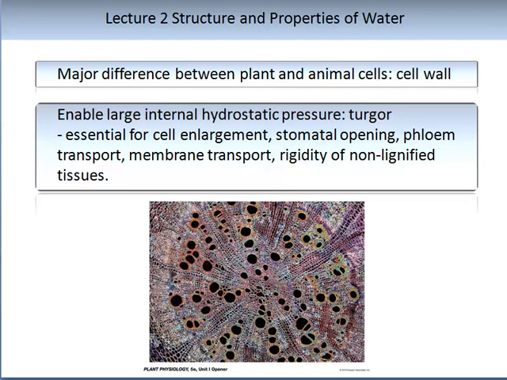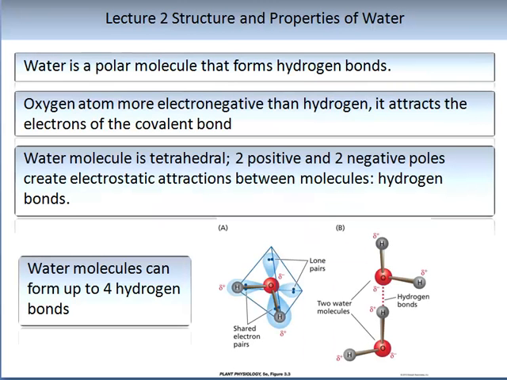The major difference between an animal and a plant cell is the cell wall. It enables large internal hydrostatic pressure, which is known as turgor. This is essential for cell enlargement, stomata opening, phloem transport, membrane transport, and rigidity of non-liquefied tissues. In the next few slides, we are going to learn about the physical properties of water. Water is an amazing compound, and there have been many textbooks written about it.